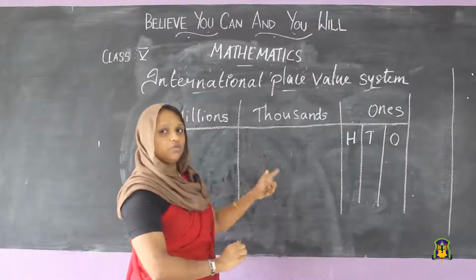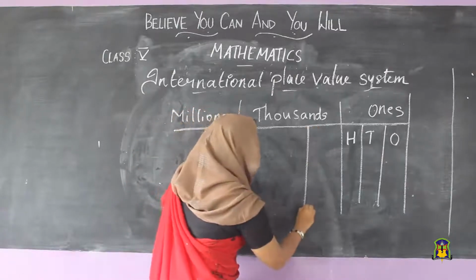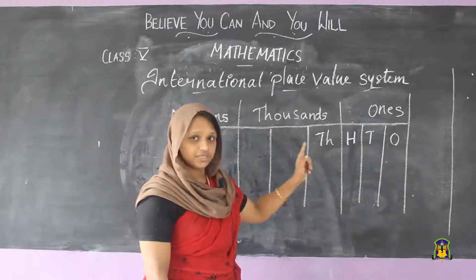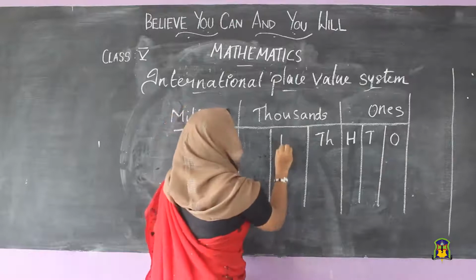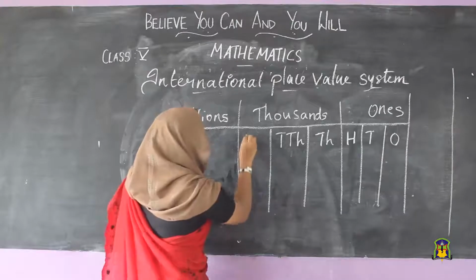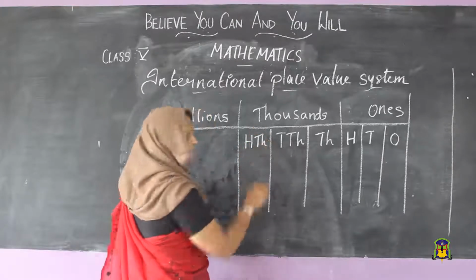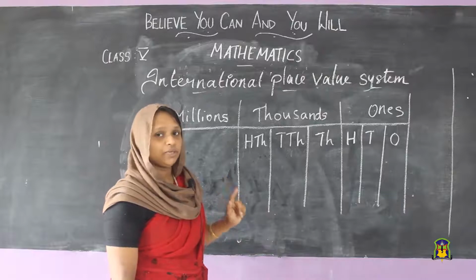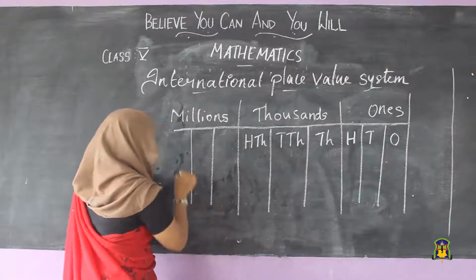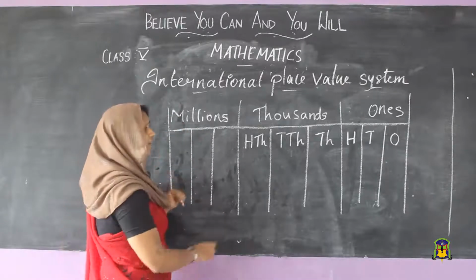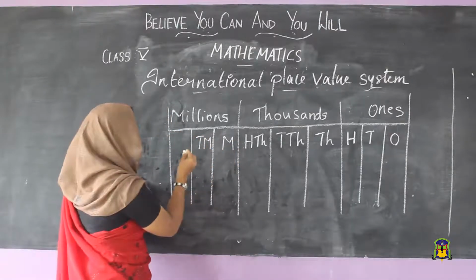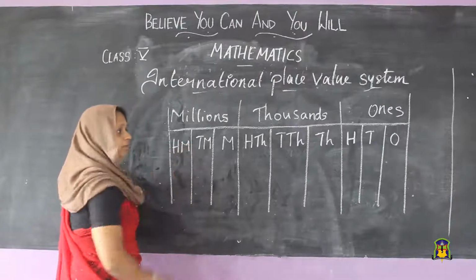Next, the thousands period is divided into three places. They are thousand place, TH denotes thousands. Then comes 10,000. TTH denotes 10,000. Then comes 100,000. That means HTH denotes 100,000. Next, million. Again, it is divided into three places. They are million, 10 million. TM denotes 10 million and then comes 100 million.